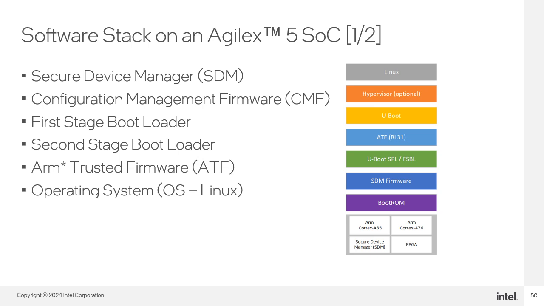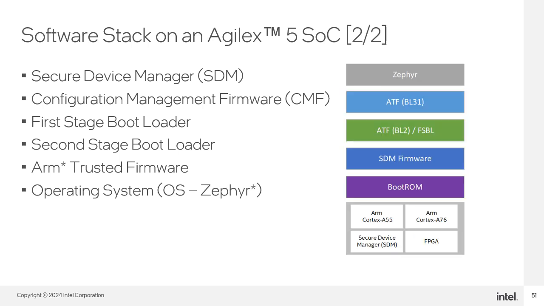ATF BL31 sets up the generic interrupt controller, the EL3 environment, and initializes PSCI services. ATF BL31 jumps to U-Boot proper. U-Boot proper loads Linux into DDR. U-Boot then jumps to Linux. U-Boot proper and Linux can access SDM FPGA features via ATF BL31 through ARM Secure Monitor Call.